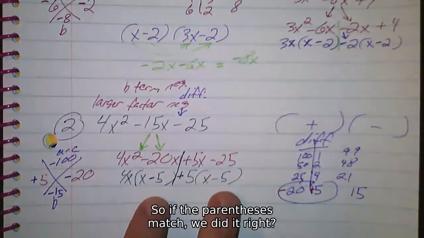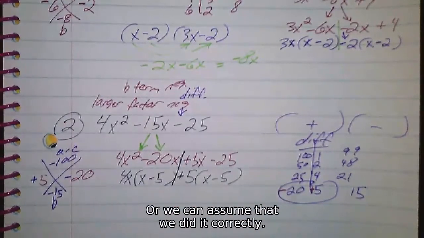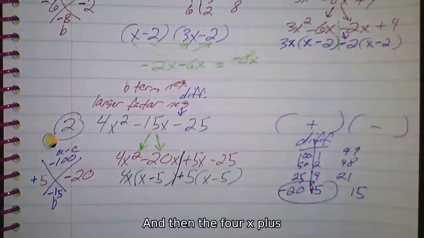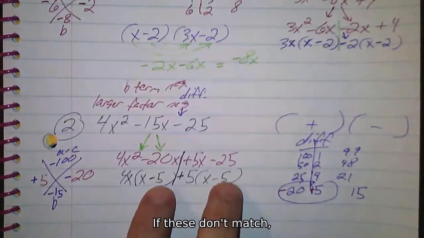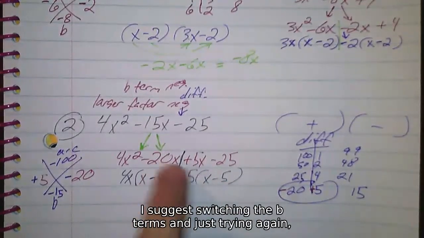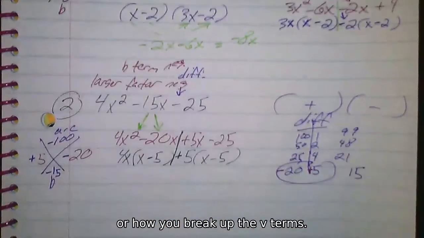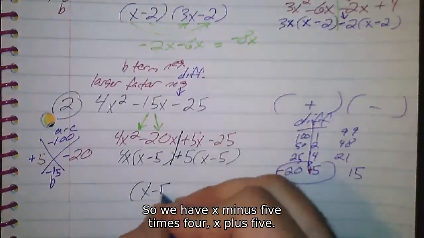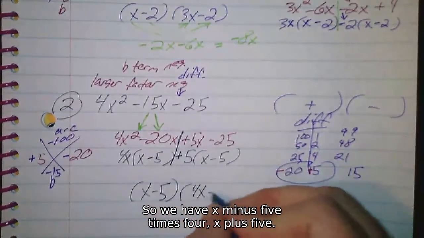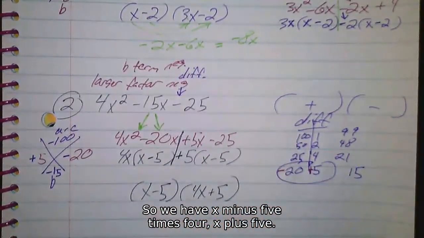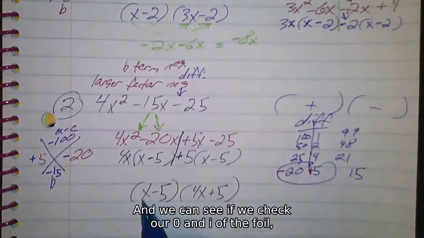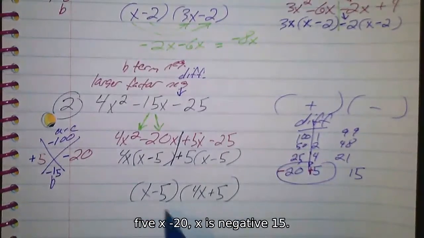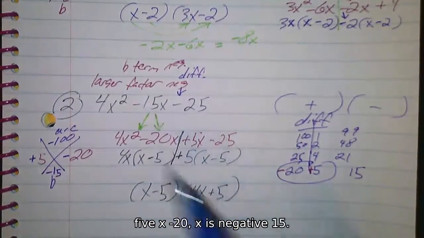So if the parentheses match, we did it right, or we can assume that we did it correctly. And then the 4x plus 5 goes in the other parenthesis. If these don't match, I suggest switching the b terms and just trying again, or how you break up the b terms. So we have x minus 5 times 4x plus 5. And we can see if we check our O and I of the FOIL, 5x minus 20x is negative 15x.